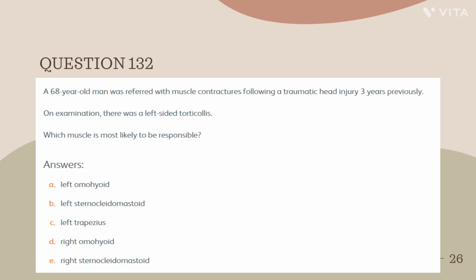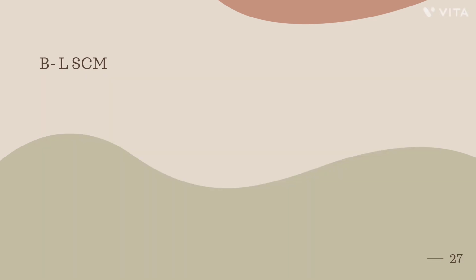Next question: a 68-year-old man was referred with muscle contractures following traumatic head injury 3 years previously. On examination, there was a left-sided torticollis. Which muscle is most likely to be responsible? So again, in torticollis, ipsilateral sternocleidomastoid is responsible. If there is a left-sided torticollis, it is left sternocleidomastoid. You may confuse between left or right. If there is a left-sided, it's ipsilateral. Left-sided sternocleidomastoid is affected.